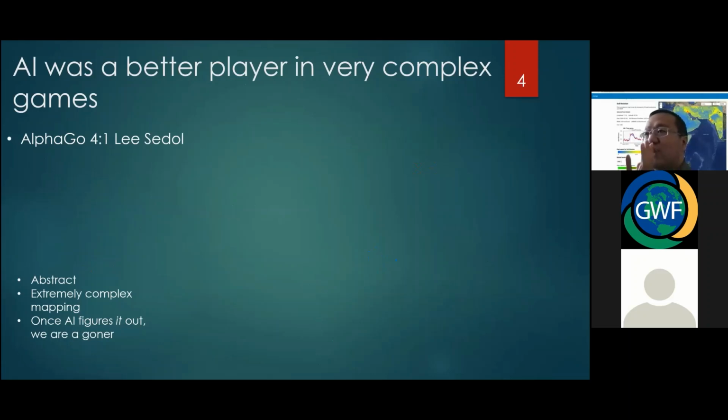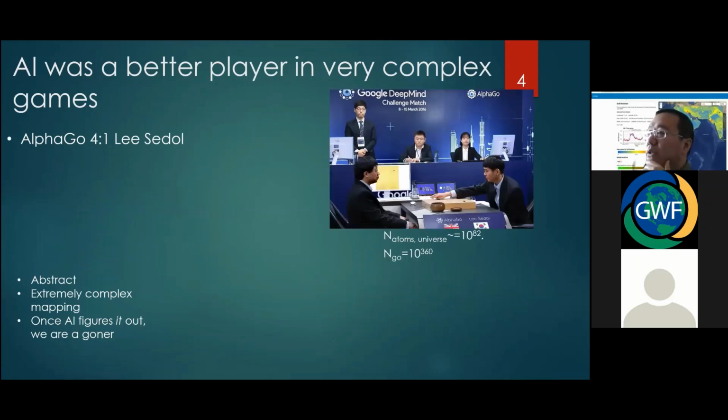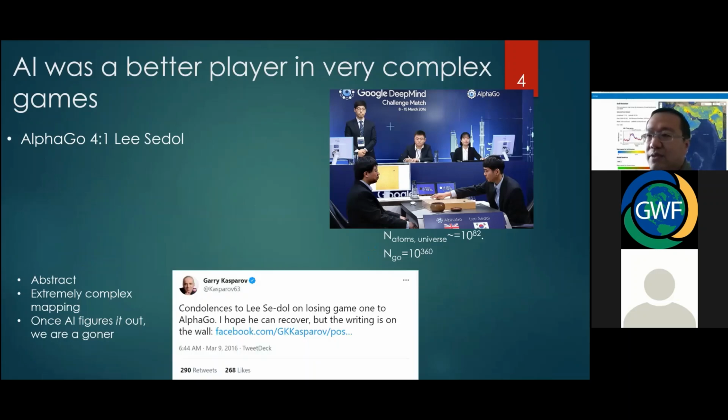Before I dive into hydrology, I'd like to talk about this one event, which I think, 100 years from now, when we look at this moment, we're going to see this picture as a watershed moment. This is the classic battle between Lee Sedol and AlphaGo. For those of you who still remember this event, Lee Sedol lost the first game, and then Garry Kasparov couldn't wait to come out and say, I hope he can recover, but the writing is on the wall. That's a little bit discouraging, right?